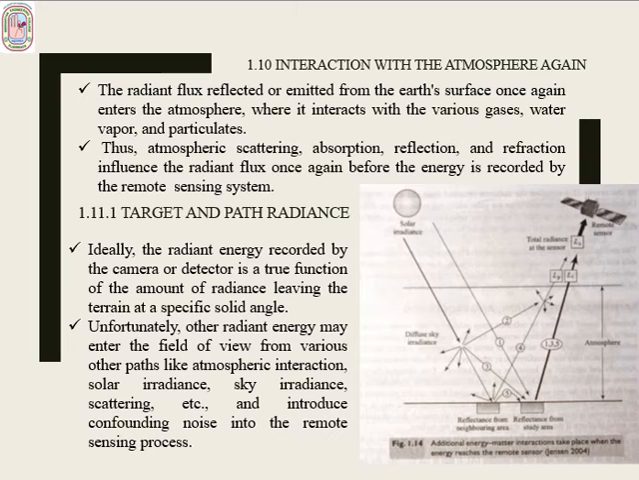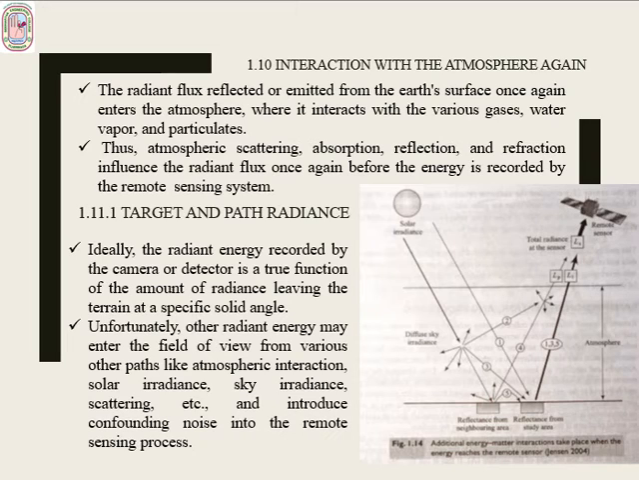Ideally, this radiant energy recorded by the camera or detector is a true function of the amount of radiance leaving the terrain at a specific solid angle. Unfortunately, other radiant energy may enter the field of view from various other paths like atmospheric interaction, solar irradiance, sky irradiance, scattering, etc., and introduce confounding noise into the remote sensing process.